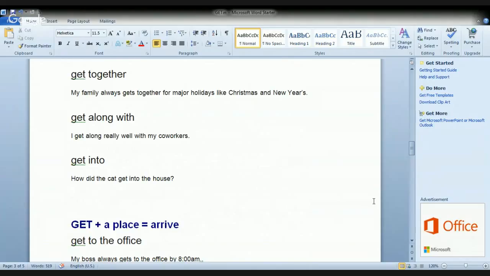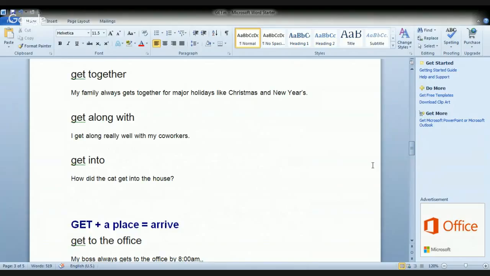So that's a 3-word phrasal verb. A lot of phrasal verbs are just 2 words. However, 3 and I think even 4-word phrasal verbs exist. So the world of phrasal verbs. The last one in this part is get into.